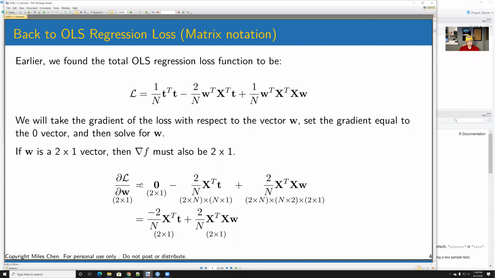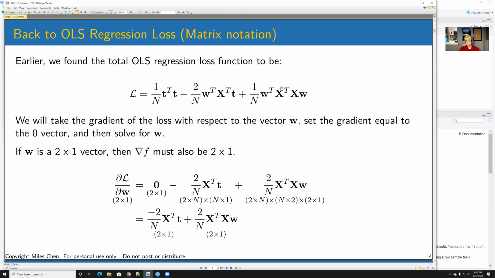So if we take the gradient of this with respect to w, it's going to be 0, okay? The gradient of this thing, w transpose x transpose t, okay? So x transpose t will reduce down to a 2 by 1, right? So x is 2 by N and t is N by 1. So you can think of x transpose t as a 2 by 1. And so that's going to reduce down to x transpose t.